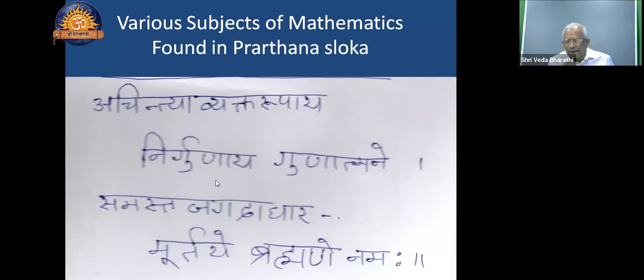Once one point is taken, we call it a point. With 2 points, we construct one straight line. With 3 points, you have a triangle. With 4 points, a quadrilateral. Entire geometry starts with a point. That entire subject is covered by this Nirgunaya.